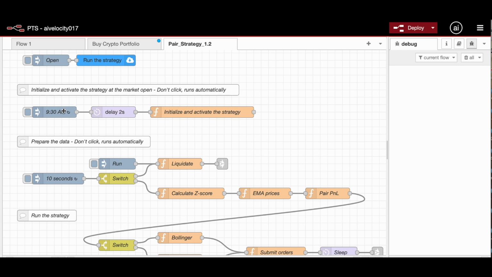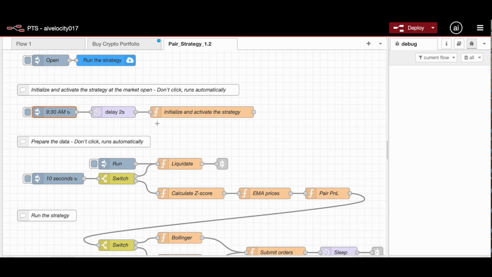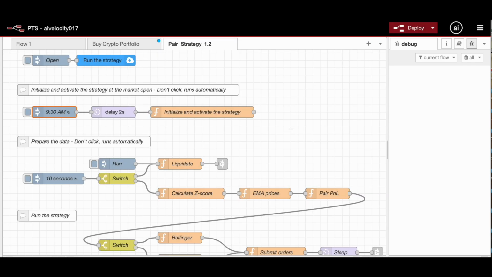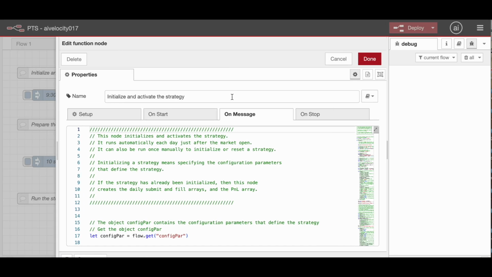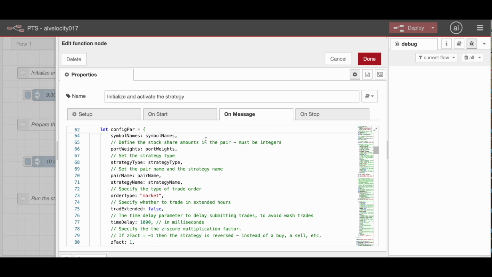And then the flow itself is set up so that at 9:30 every morning when the market opens, this flow will run. I'm not going to be able to demonstrate it now because the market is closed, but you could either click this, which would activate it right now, or at 9:30 in the morning on trading days, Monday through Friday, this will kick off. And this initializes and activates the strategy. There's a lot of detail contained in here. This is really the hard work of building algorithmic trading.